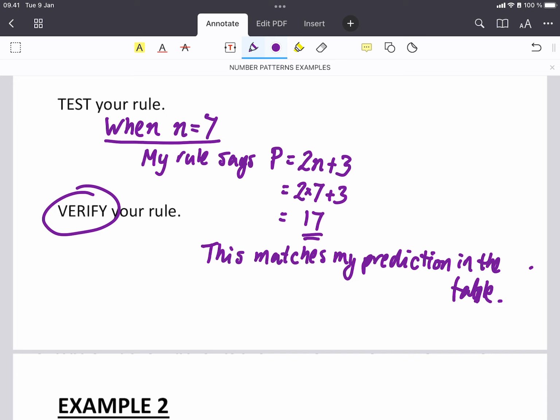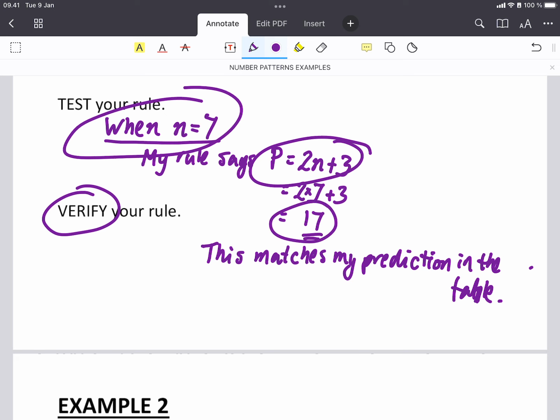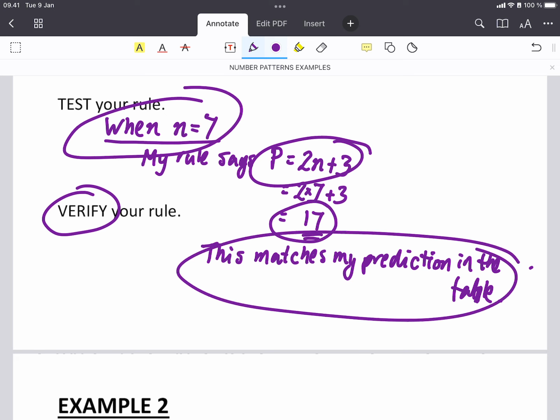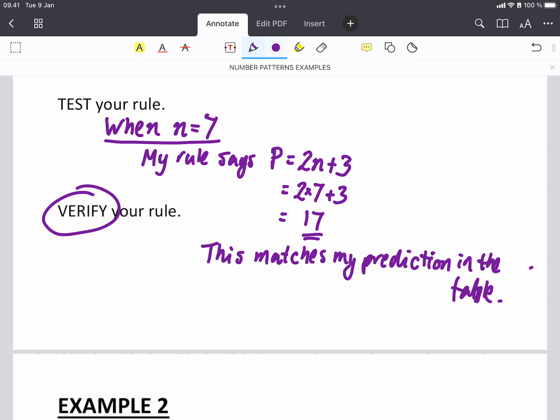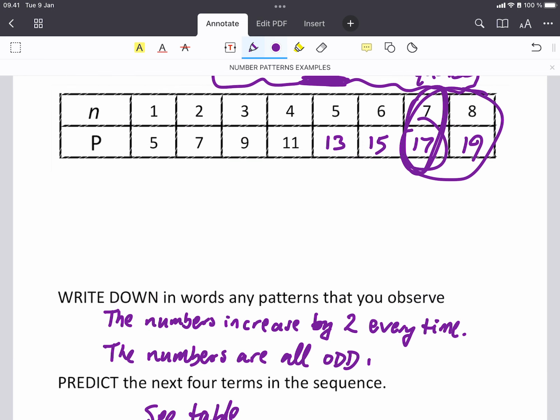Okay, but you know, there's always these 3 bits to it. So a clear heading, when n equals some value that you're testing or verifying, my rule says this, and work out what that is, and then the observation, this matches my prediction in the table. And there is often a mark for that last bit just by making the statement that you've compared what you've got from your rule with what's in the table.